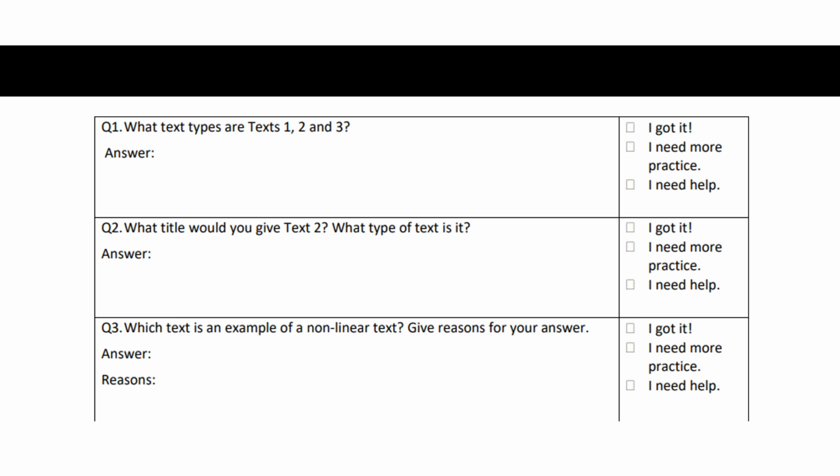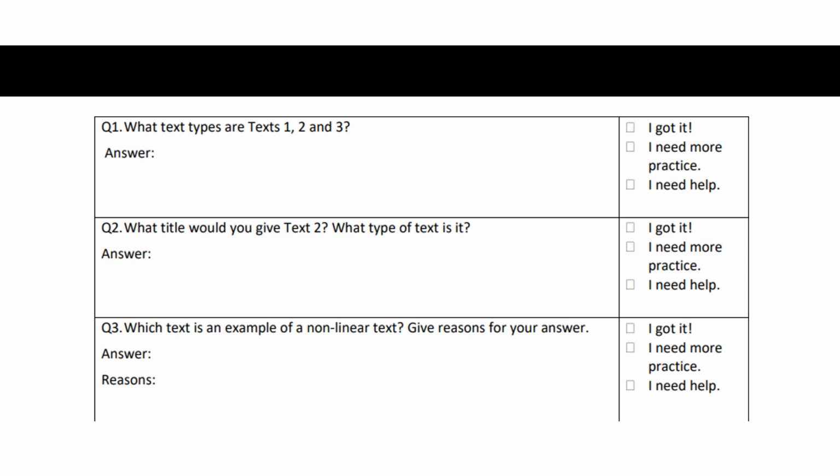Then let us answer the following questions. What text types are text 1, 2, and 3? Question number 2. What title would you give to text 2? What type of text is it? And question number 3. Which text is an example of nonlinear text? Give a reason for your answer.